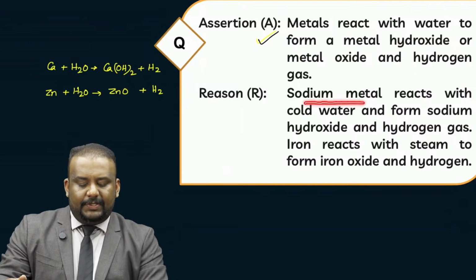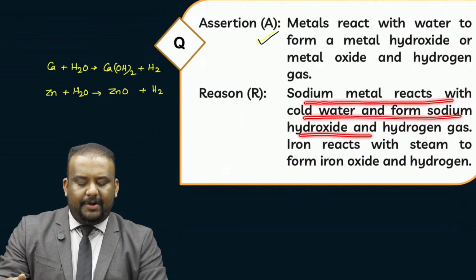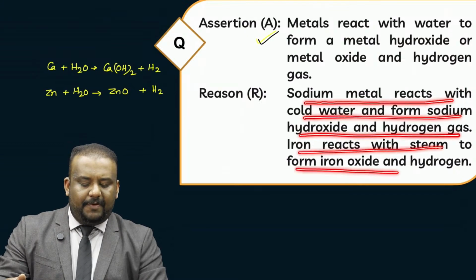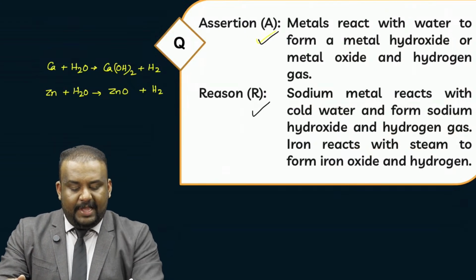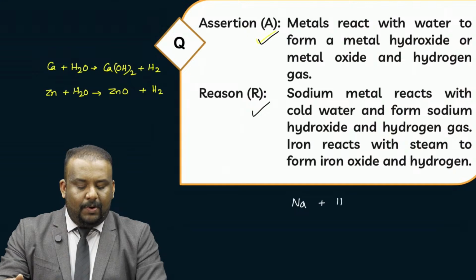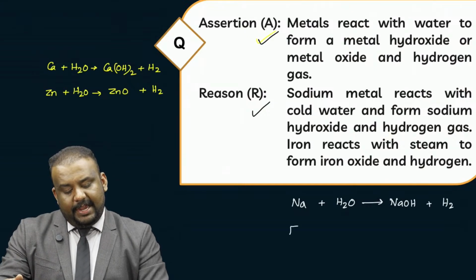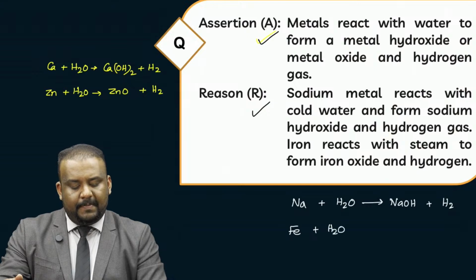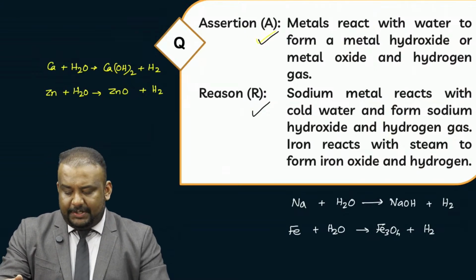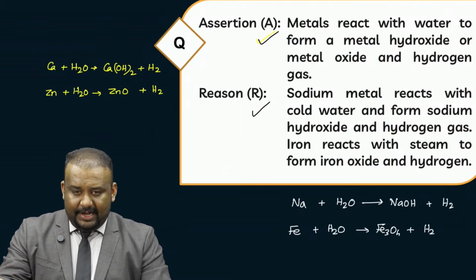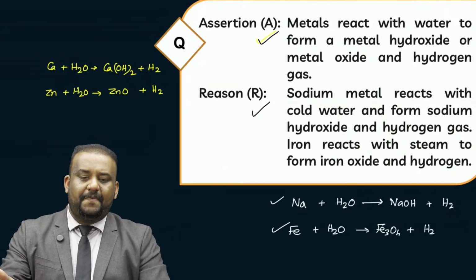The reason given is sodium metal reacts with cold water and forms sodium hydroxide and hydrogen. Iron reacts with steam to form iron oxide and hydrogen. That is also correct, because we have seen that sodium reacts with cold water pretty much violently because sodium is a highly reactive metal. So NaOH plus H2 is formed. Whereas in case of iron, when it reacts with steam, you're going to see Fe3O4 plus H2. So it's oxide in case of iron, and it's hydroxide in case of sodium.